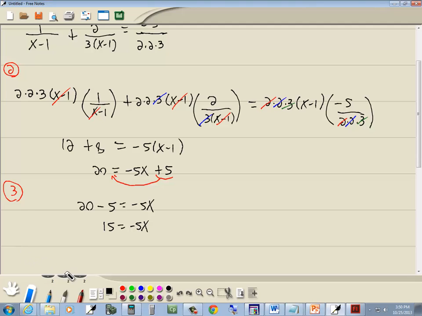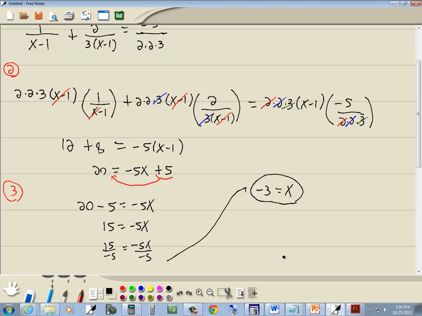Oops. Okay, I'll get there eventually. Divide both sides by the number in front of your x, so divide both sides by negative 5. And we get 15 divided by negative 5 is negative 3 is equal to x. And that's maybe our answer.